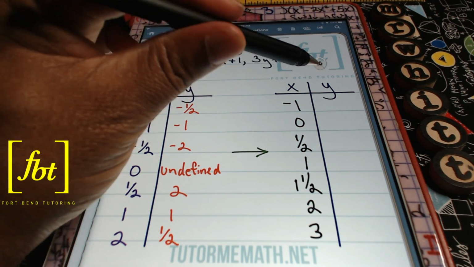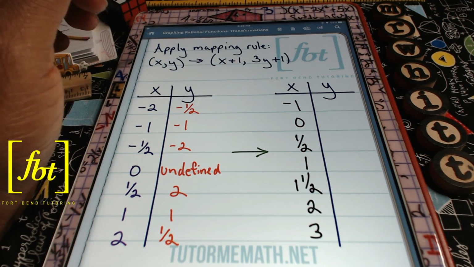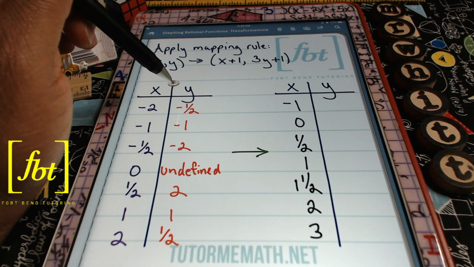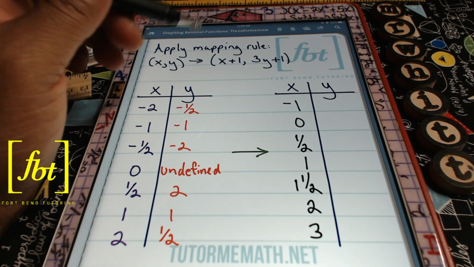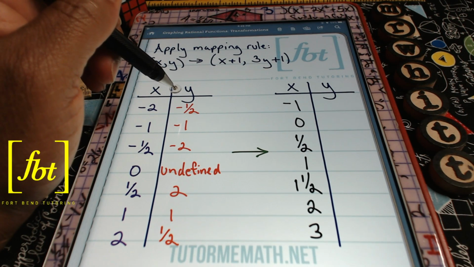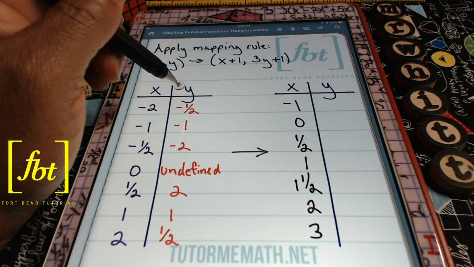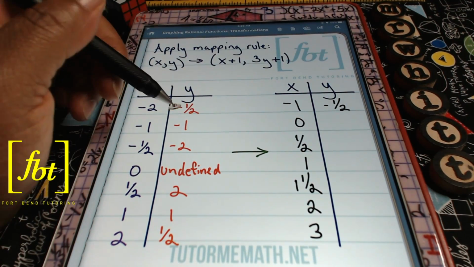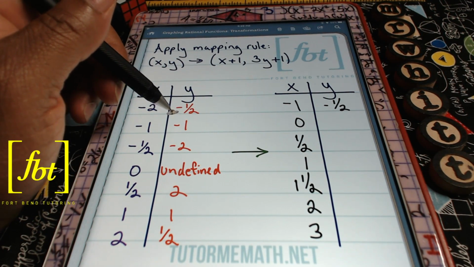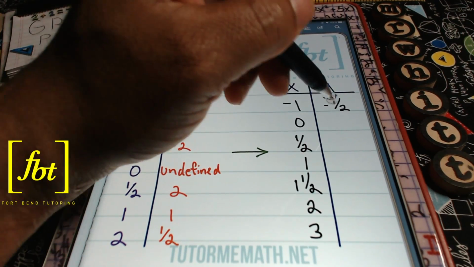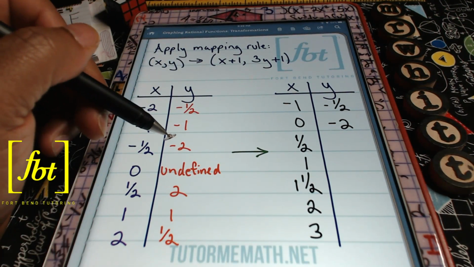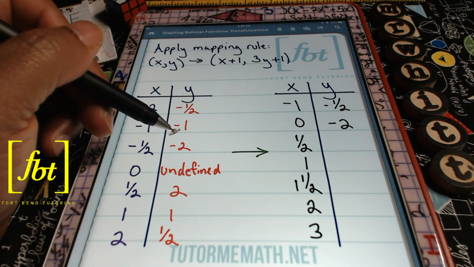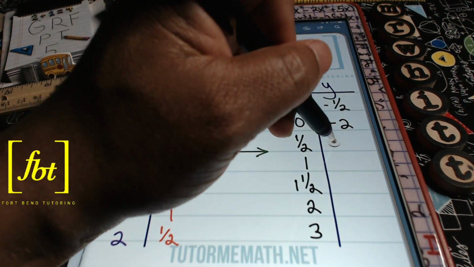As far as your new y values are concerned, we'll need to take the original y values from the parent function, multiply those values by 3, and then add 1 to them. So negative 1 half times 3 is negative 3 halves, and then negative 3 halves plus 1 gives us negative 1 half. All right, then negative 1 times 3 is negative 3. Negative 3 plus 1 gives you a value of negative 2. Then multiplying negative 2 times 3 gives you negative 6. Negative 6 plus 1 is negative 5.